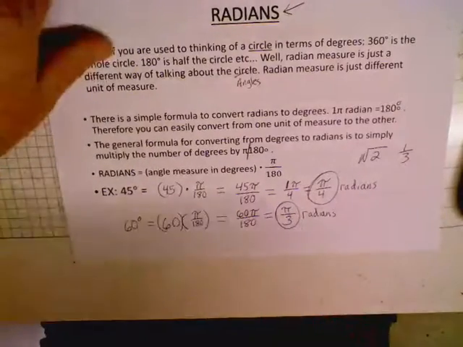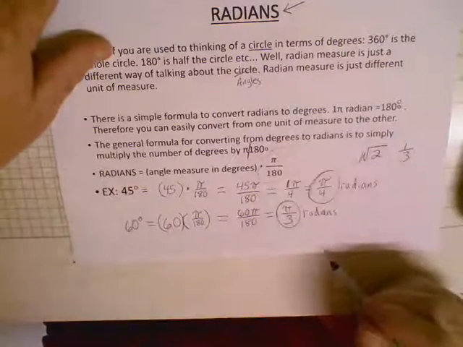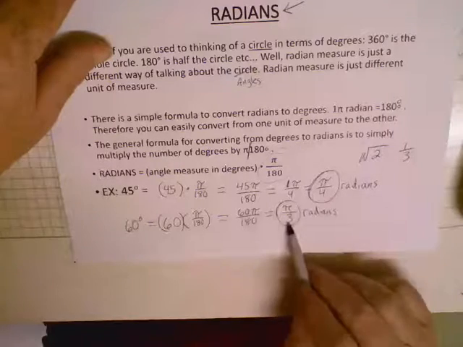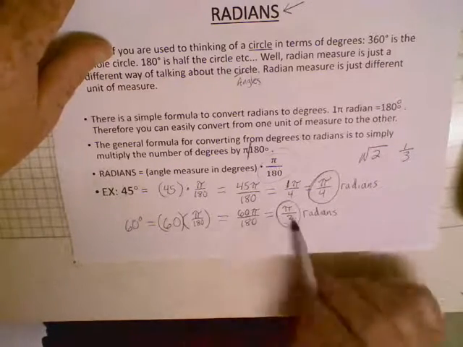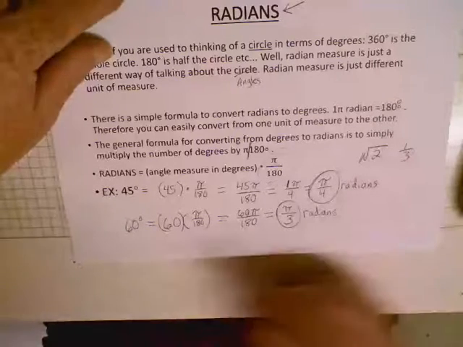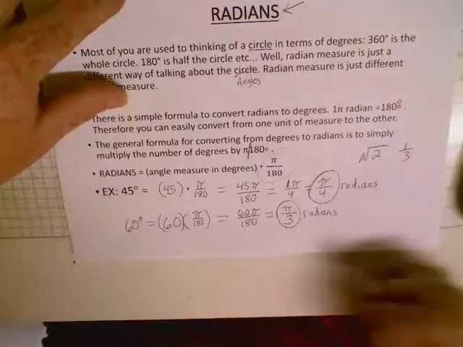So that's just a quick overview. All you're doing is multiplying your degrees by pi over 180, and that'll tell you the measure in radians of that certain angle. So you could say it's a 60 degree angle, or you could say it's a pi over 3 angle.